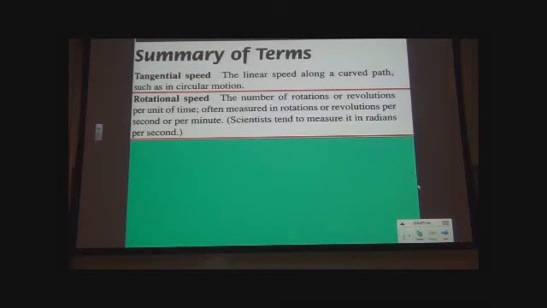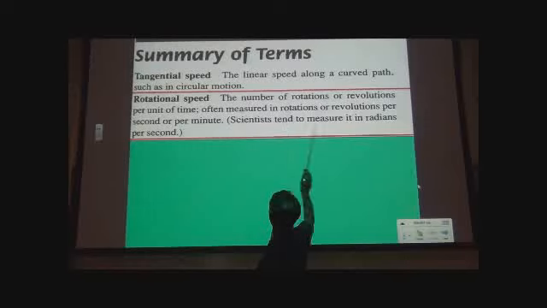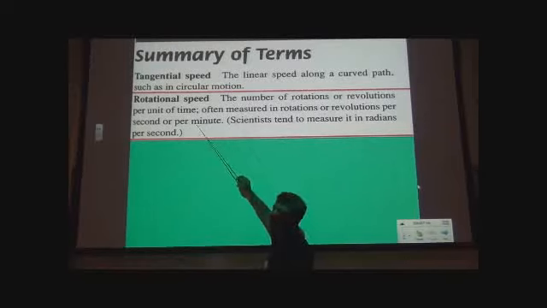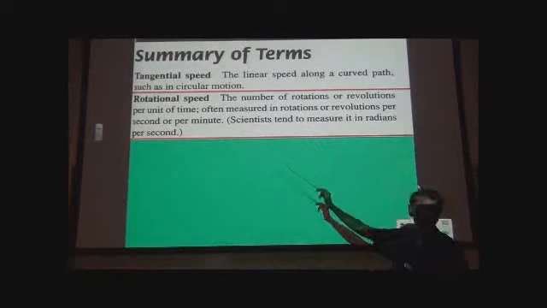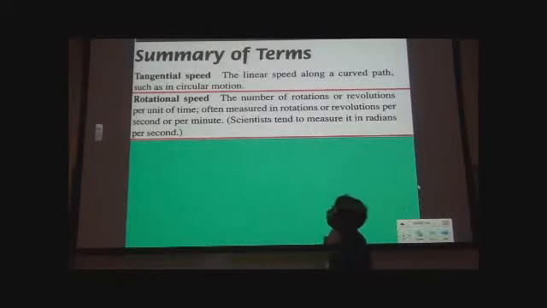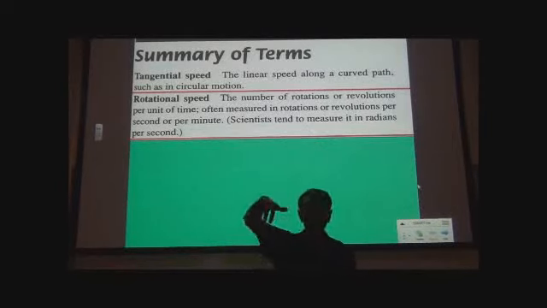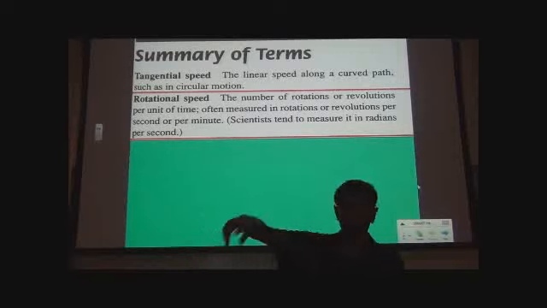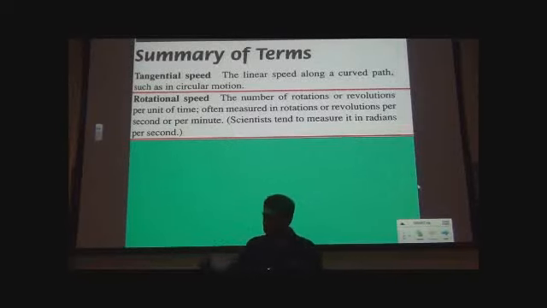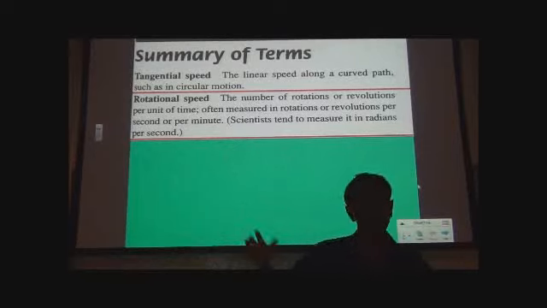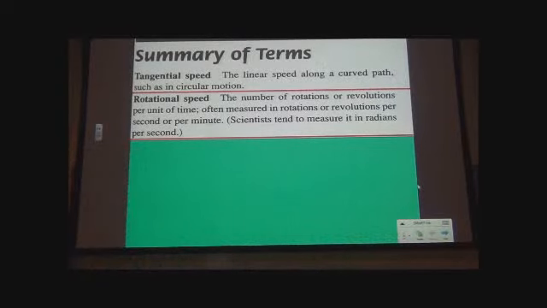Rotational speed is expressed in revolutions per second or revolutions per minute, or it can be measured in degrees per second or degrees per minute. Here it's just talking about revolutions or rotation. So if you rotate something with a certain number of degrees or rotations per second or per minute, that is its rotational speed. Now when the object is rotating, what happens is that the periphery of the object has a certain linear speed.